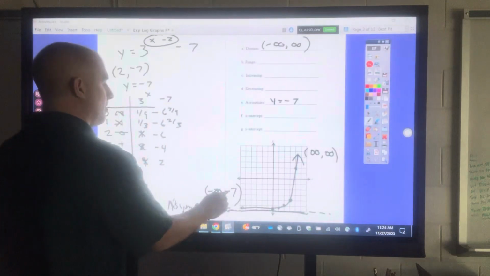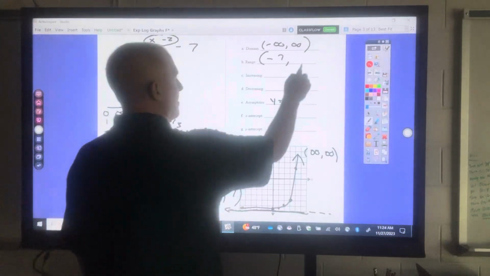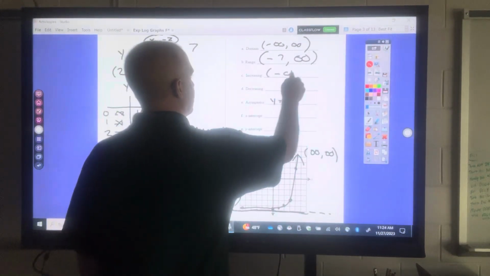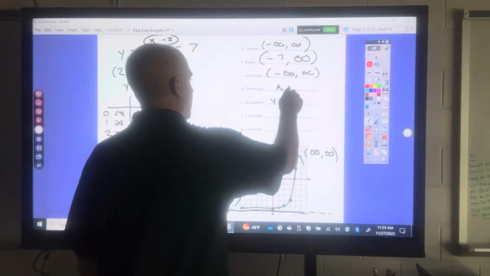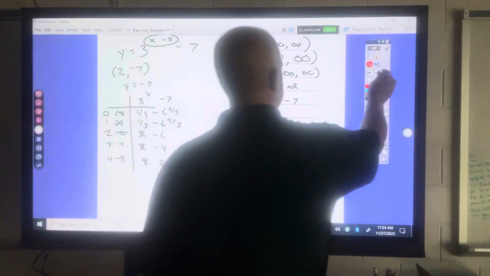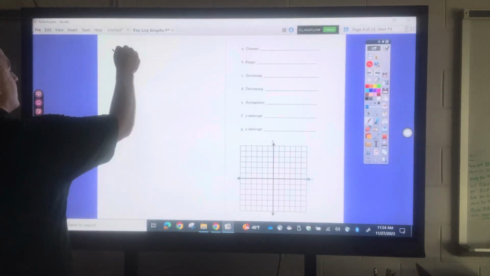My range, my smallest y is negative 7. I do a curved bracket because that's an asymptote. My biggest is infinity. Start from the left, it's going to be negative infinity to infinity, and the x-intercepts will be none. And we're not going to worry about those for right now. Now, you get something like this.